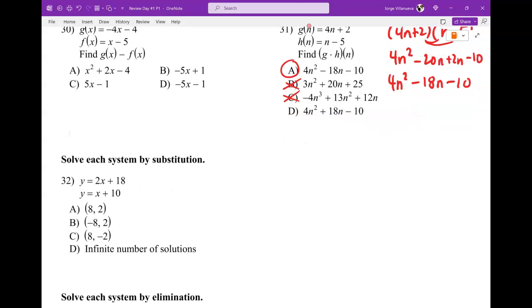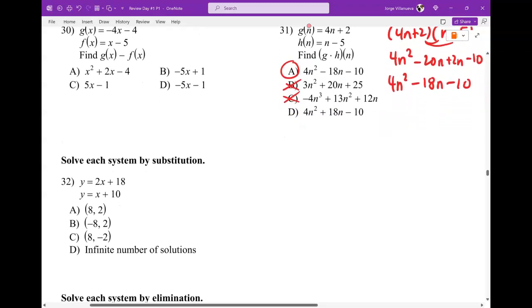32. Solve by substitution. So remember, substitution means you're going to get one equation and plug it into the other one. Let me write this out like this.